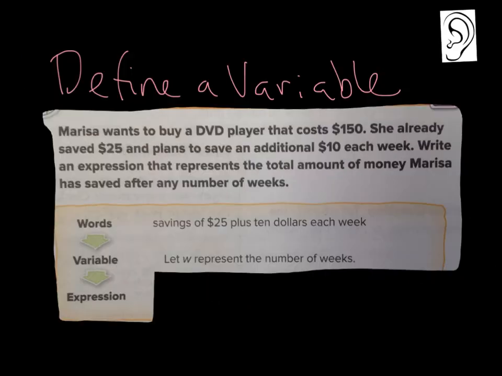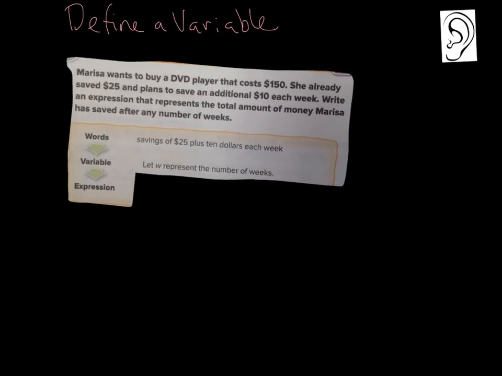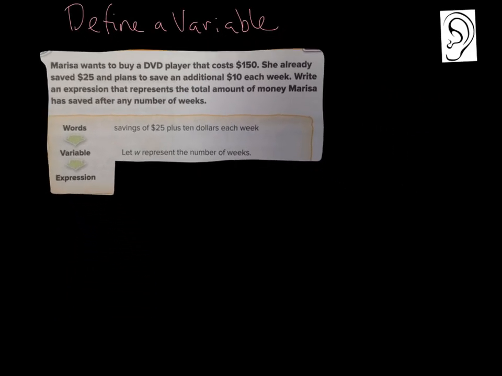Finally, I have one more slide for us, and again, this one's just listening. Here we're defining a variable. You might get a word problem, and you have to figure out what variable we can use. As you read, Marissa wants to buy a DVD player that costs $150. She already saved $25 and plans to save an additional $10 per week. That's going to be huge for us. Write an expression that represents the total amount of money Marissa has saved after any number of weeks.